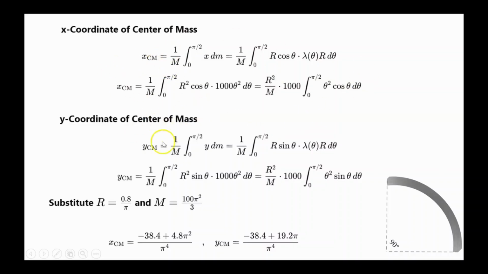The y center of mass works exactly the same way, with the one difference that the y location of the mass element is given by r sine of theta. Putting all that together gives this expression for the y center of mass of the object. You can use a computer to help you calculate these integrals. Substituting the values for radius and for mass gives the final result for the x and y position of the center of mass of this object.